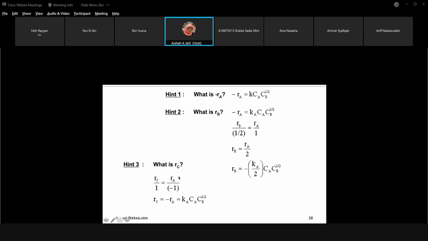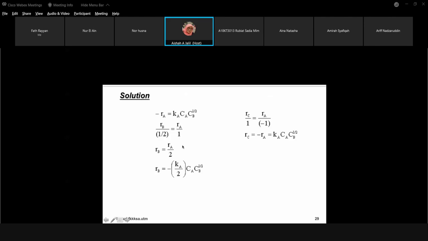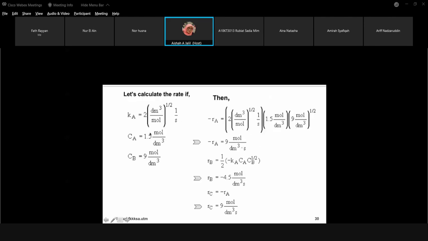So do not worry about your test one, but you have to know the rule, all of what you have studied, okay? About the rate law, about the relative rates of reaction. Okay, this is the solution. They calculate, okay? And then you put the value, and then you can get the rate in number like this.